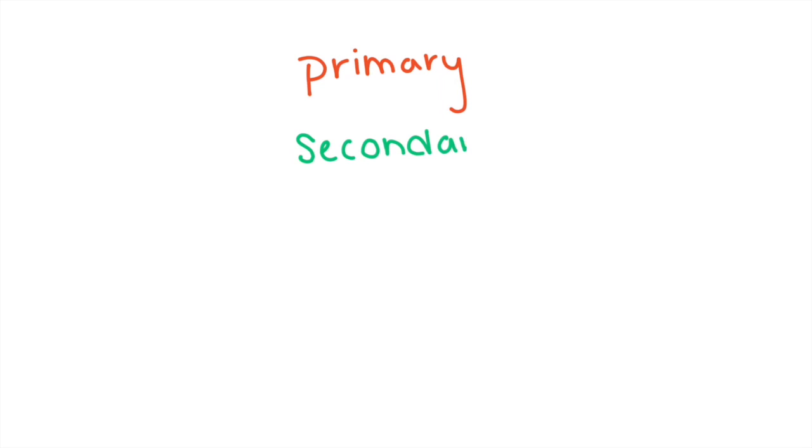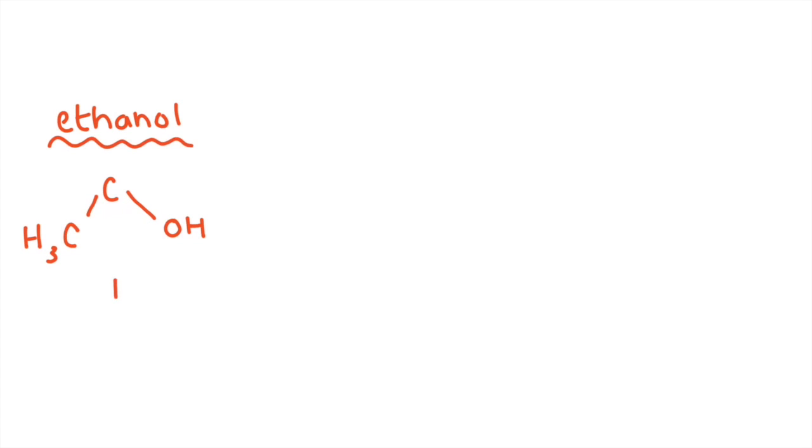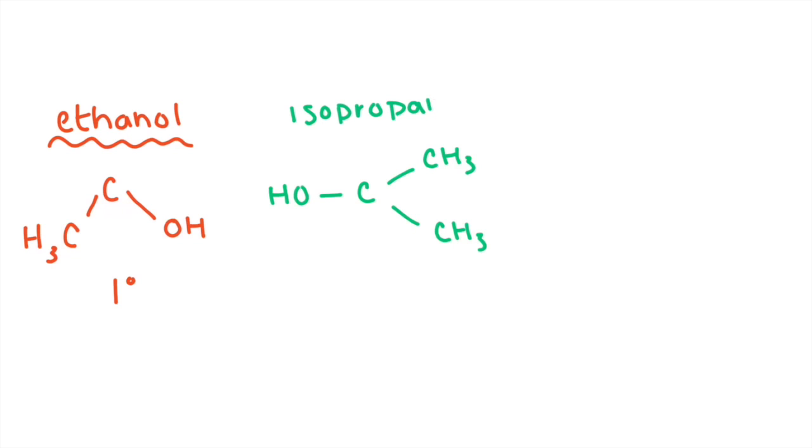Alcohols can be primary, secondary, or tertiary, depending on the classification of the carbon they are attached to. This carbon is bonded to only one other carbon. The hydroxyl group bonded to it results in a primary alcohol, such as ethanol, which is found in our drinking alcohols. And when the carbon is bonded to two other carbons and a hydroxyl group, we get a secondary alcohol, such as isopropanol, commonly found in rubbing alcohol or hand sanitizer.